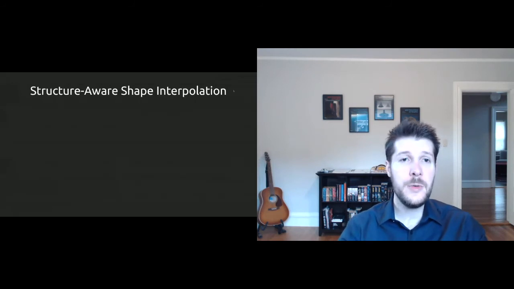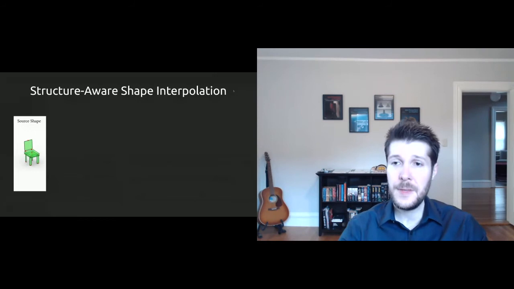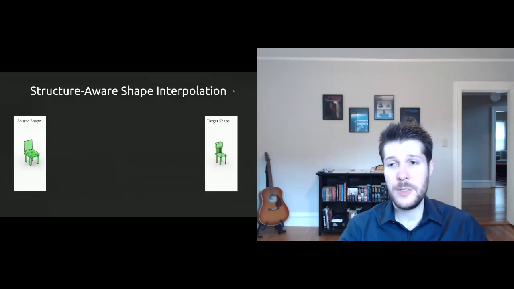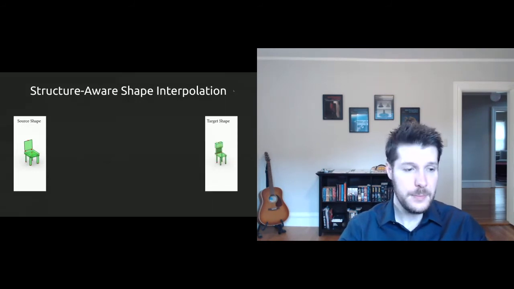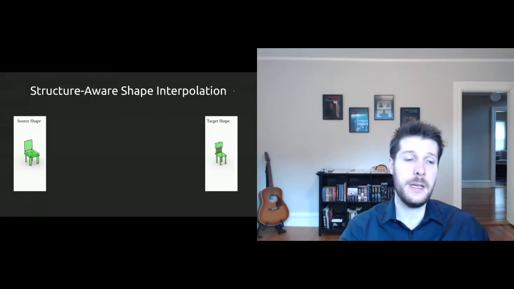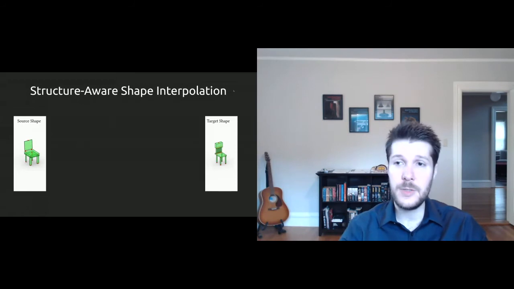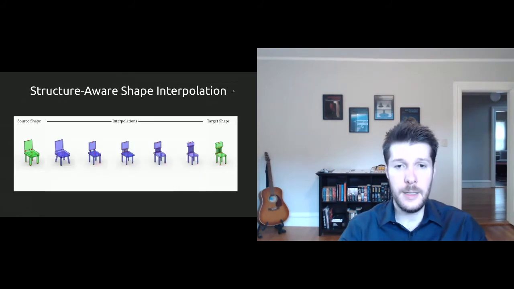We can also do a really interesting form of structure-aware interpolation between shapes. If I start with an object, in this case a chair that looks like this, and I have an endpoint, which is this target shape, I can then just draw a line segment between the latent codes for these two shapes in my latent space, and then I can sample along that line segment and decode the codes that I get along the way.